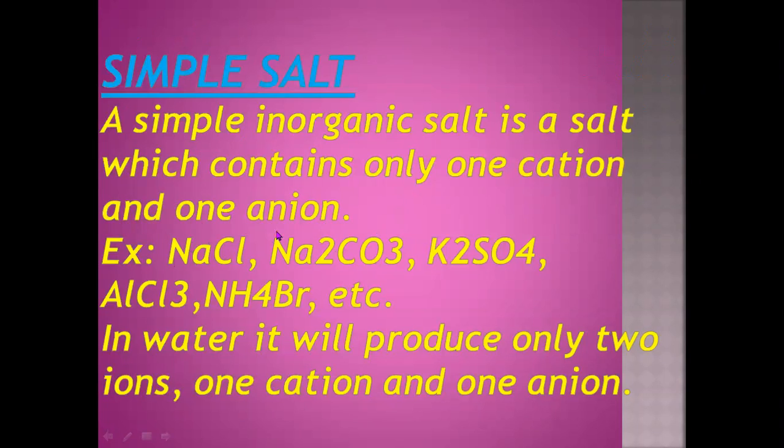Sodium carbonate, in which again sodium is the cation and carbonate is the anion. Potassium sulfate: potassium cation, sulfate anion. Aluminium chloride, ammonium bromide, etc. There are many such compounds. These are examples of simple salts. When they are dissolved in water, they produce only two ions, one cation and one anion. Therefore, these are called simple salts.